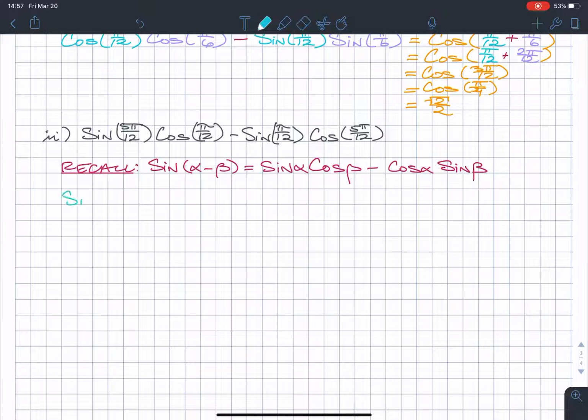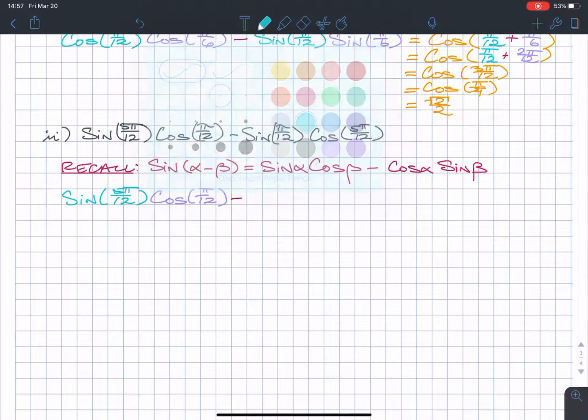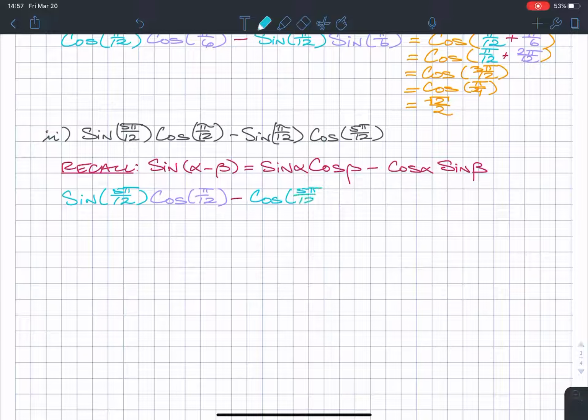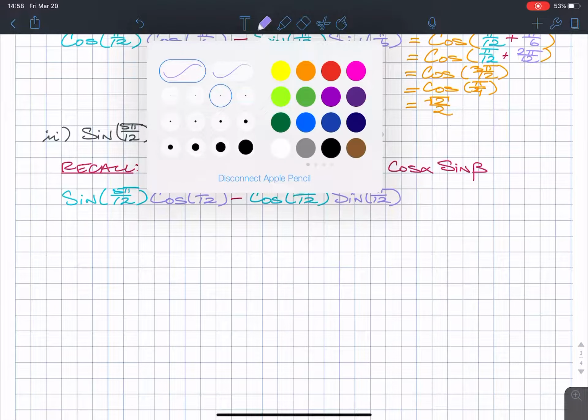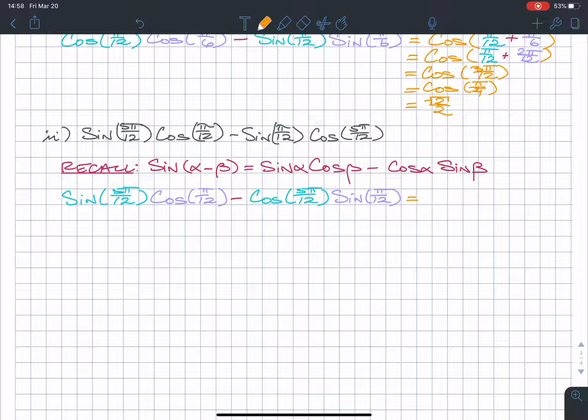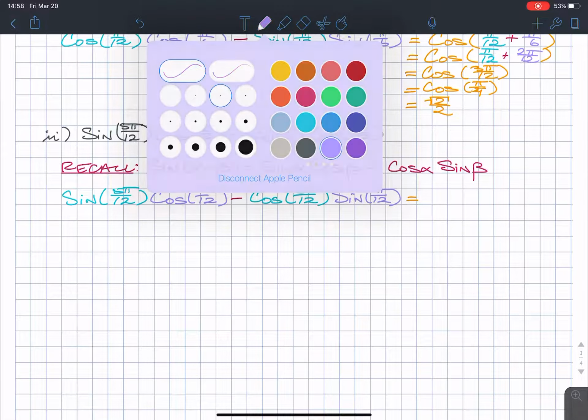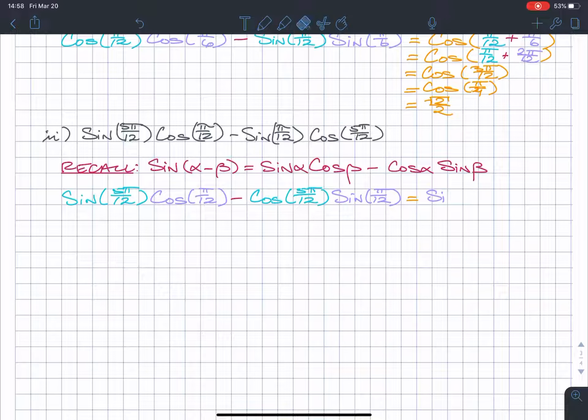So we have sine of one angle, 5 pi over 12, times cosine of a second angle, pi over 12, from which we're subtracting. Let me change the order here. I'm going to write this as cosine of 5 pi over 12 times sine of pi over 12. And do you agree that multiplication is commutative? It doesn't matter which order I multiply in.